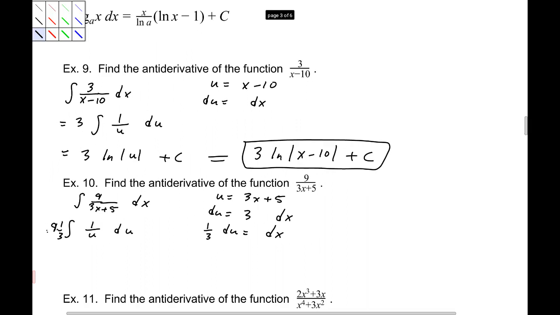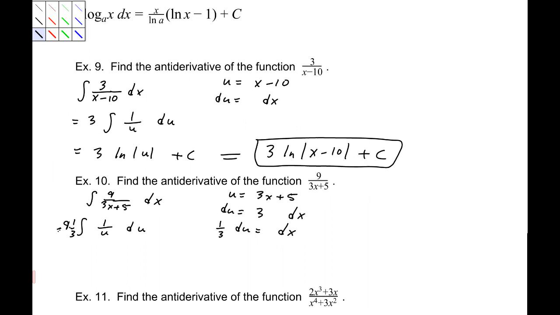So I need to multiply the 9 that I factored out times the 1/3. So that will be 3 natural log absolute value of u plus c, which will be 3 natural log of 3x plus 5 plus c.